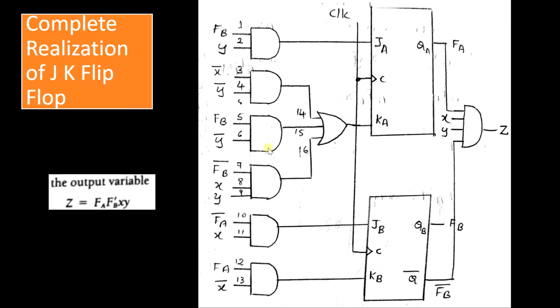So this is the complete realization of the JK flip-flop, and moreover if you are considering the complete realization of the JK flip-flop, the realization cost would be increased by the same amount for all the flip-flops that you are going to look into further. That is because the output variable is uniform for all of them.